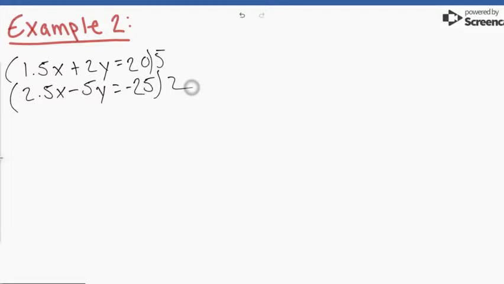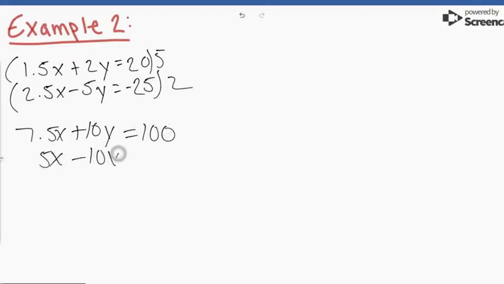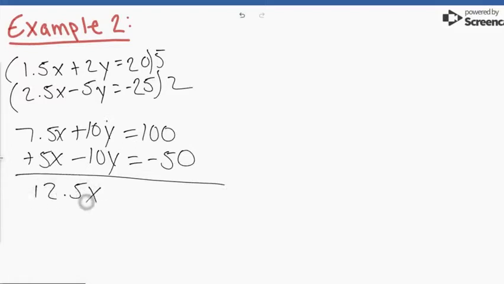So this will give you 7.5x plus 10y equals 100. And then the bottom one will be 5x minus 10y equals negative 50. Now we move on to step 2, which is either adding or subtracting. In this case, we're going to add to eliminate the y variable again. So 7.5x plus 5x equals 12.5x, and the y terms just eliminate each other. And 100 plus negative 50 equals 50.